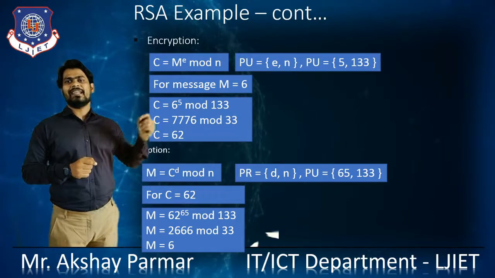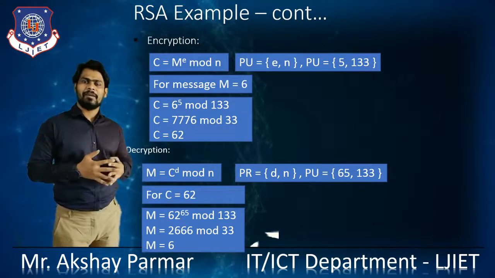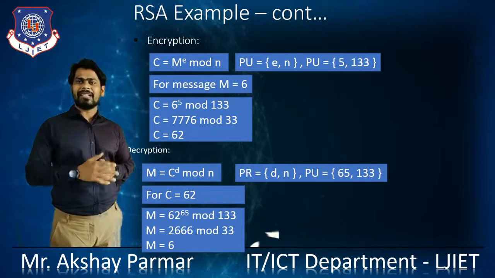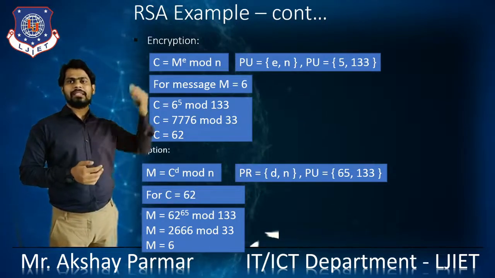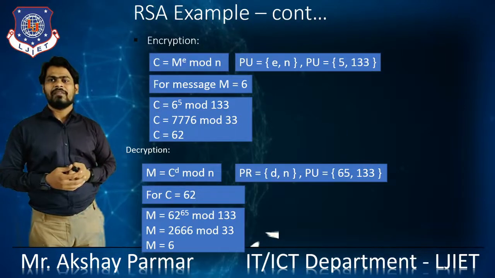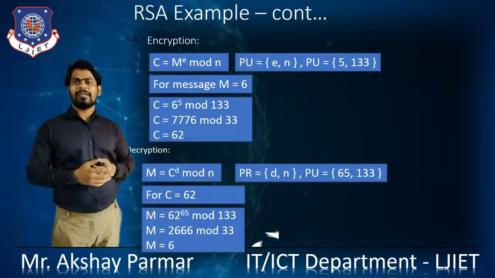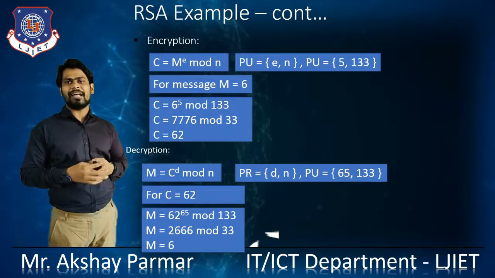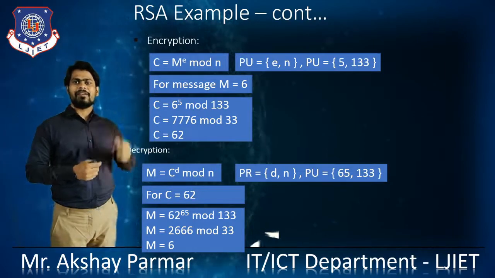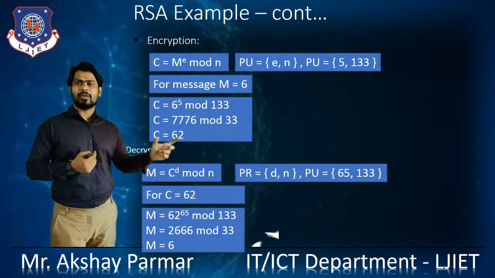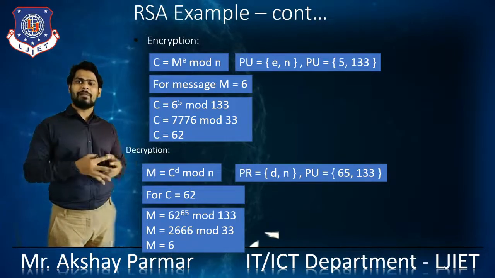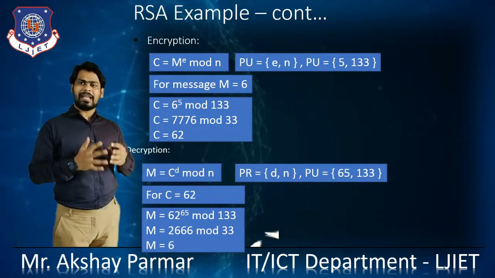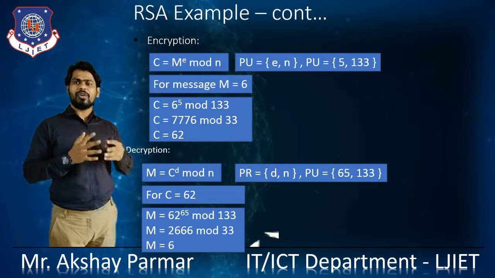If the message is 6 and we select the public key as 5 and 133, we get a ciphertext of 62. This is all about the encryption process. What about the decryption process? We can simply decrypt our message with the help of the private key. Our ciphertext is 62, our private key is 65 and 133. So with the help of our private key and the ciphertext, we can regenerate the actual message.